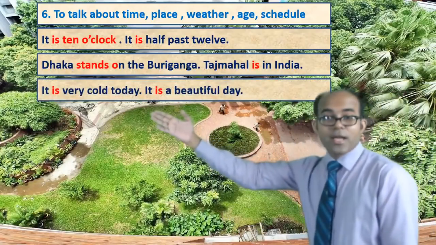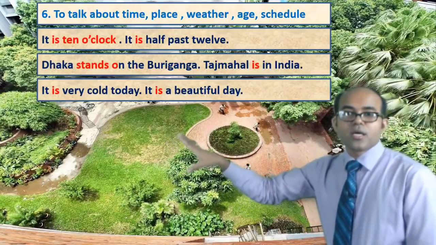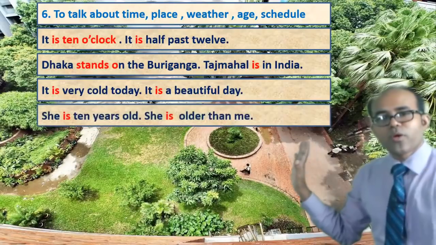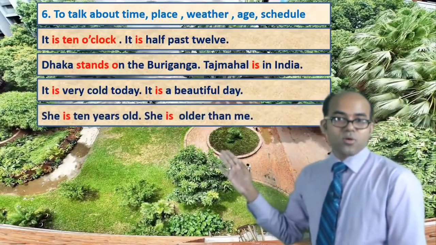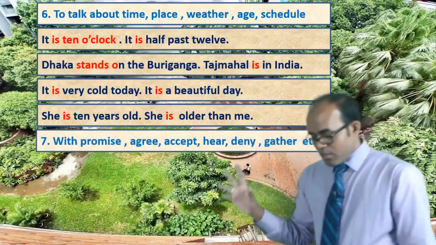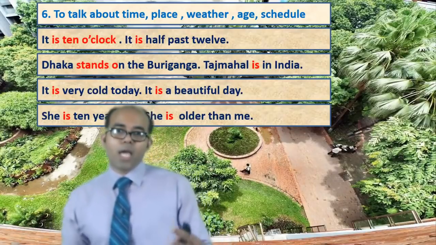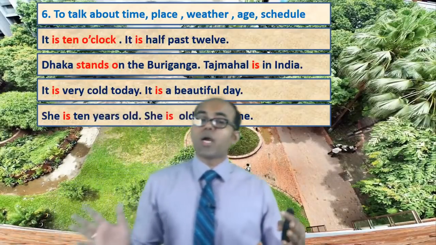See that when I say it's very cold today, you are talking about weather. It's a beautiful day. Again, weather. She is 10 years old. She is older than me. Again, age. So when you talk about time, place, weather, age or schedule, we use the simple pattern.